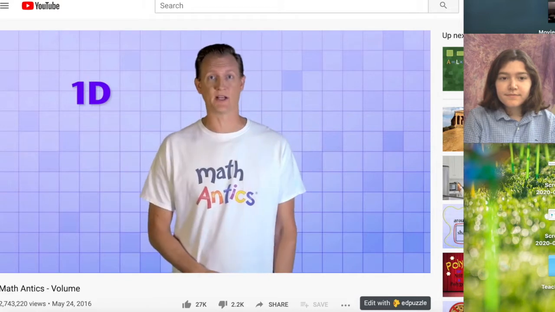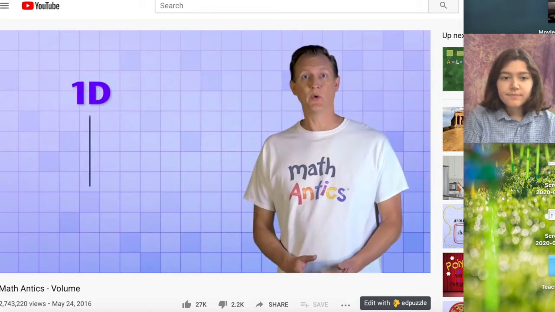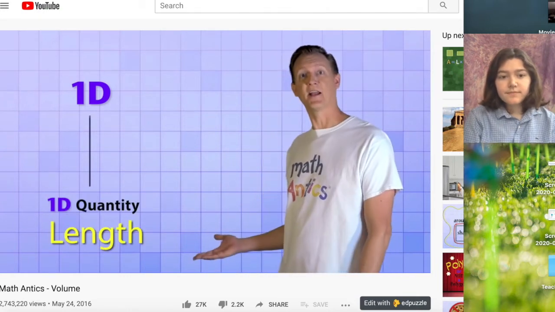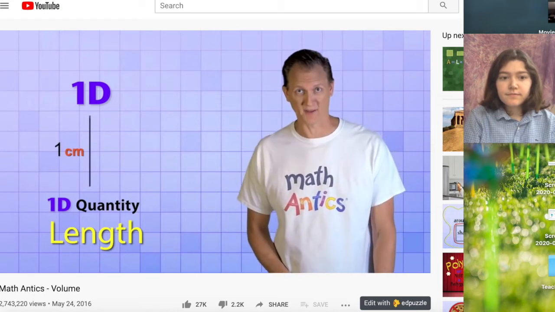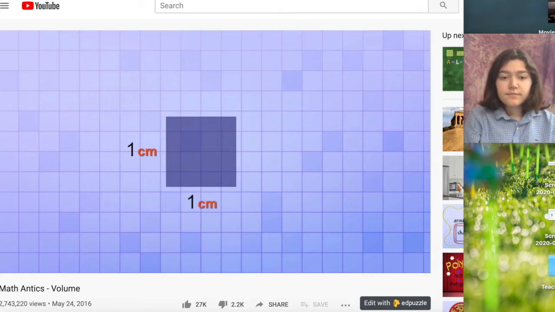with a one-dimensional object, like this line segment. To measure a one-dimensional object, we need a one-dimensional quantity, which we usually call length. The length of this line happens to be exactly 1 centimeter, which is a common unit for measuring length. And in the Math Antics video about area, we saw that if we move or extend this one-dimensional line in a direction perpendicular to it by a distance of 1 centimeter, it forms a two-dimensional object called a square.